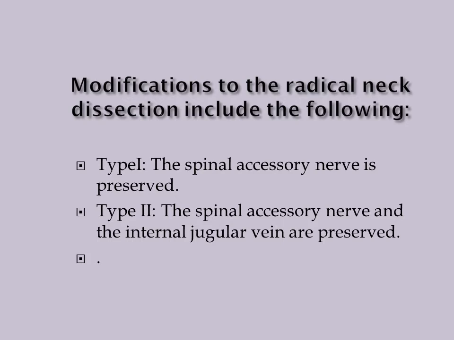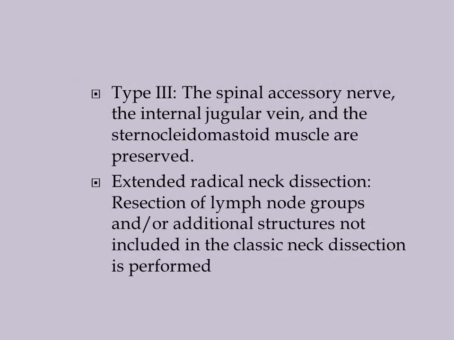Type 1, the spinal accessory nerve is preserved. Type 2, the spinal accessory nerve and the internal jugular vein are preserved. Type 3, the spinal accessory nerve, the internal jugular vein, and the sternocleidomastoid muscle are preserved. Extended radical neck dissection: resection of lymph node groups and/or additional structures not included in the classic neck dissection is performed.